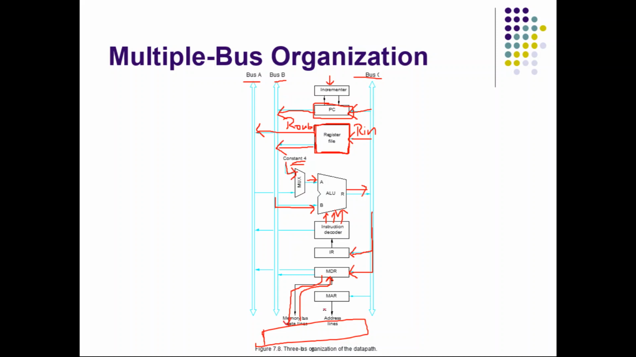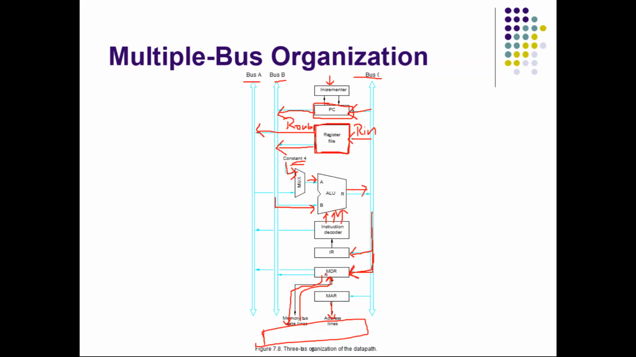Okay. And this is MAR. The address of the memory from which the content should be read or written will be given through MAR. Okay. So here if some content from the processor should be transferred to MDR, that can be done like this through bus C.